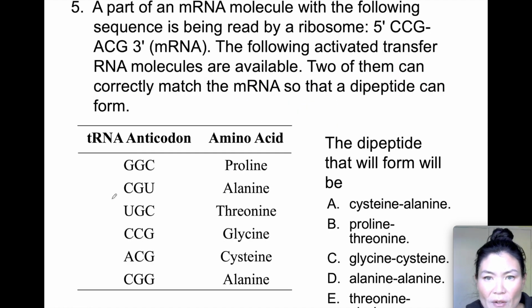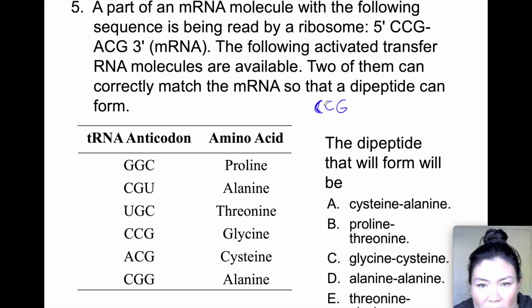A part of an mRNA molecule with the following sequence is being read by a ribosome. 5' CCG ACG 3' end mRNA. The following activated transfer RNA molecules are available. Two of them can correctly match the mRNA so that a dipeptide can form, okay? The dipeptide that will form will be, so if this is the mRNA, CCG, so that's a codon, and then the next codon is ACG. It's asking, what is the amino acid sequence? Well, they give you this information.